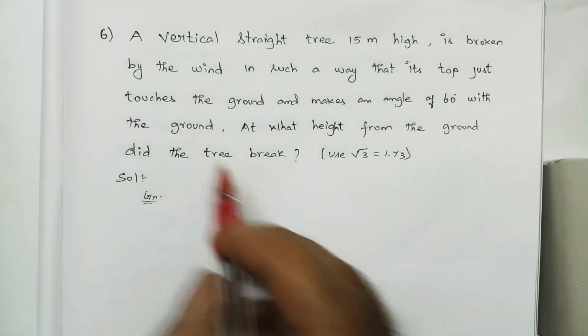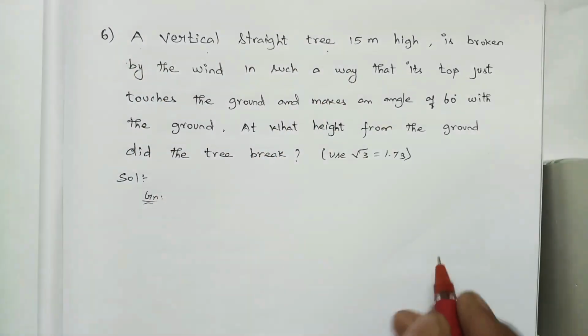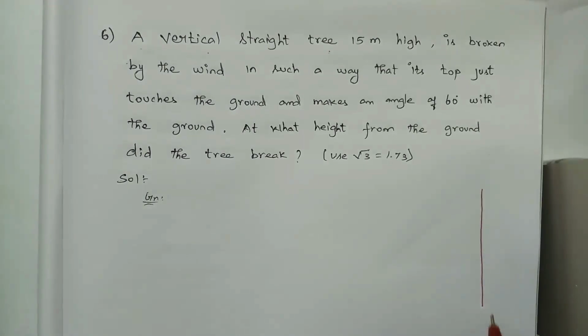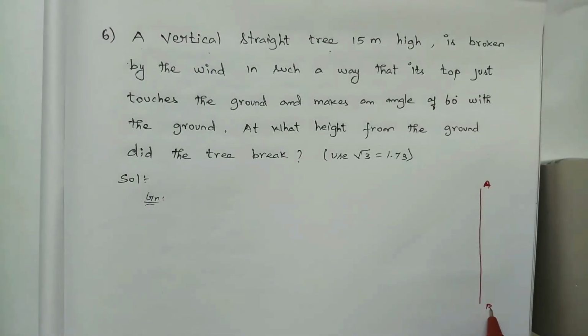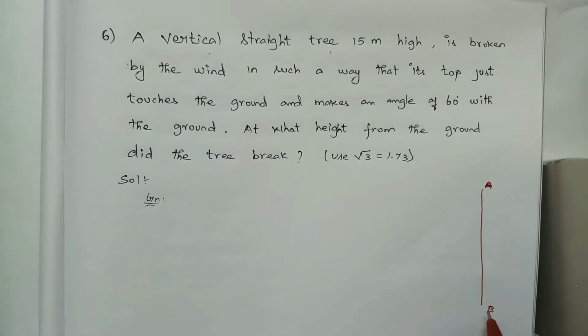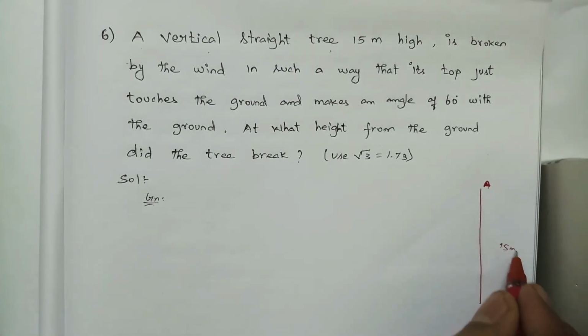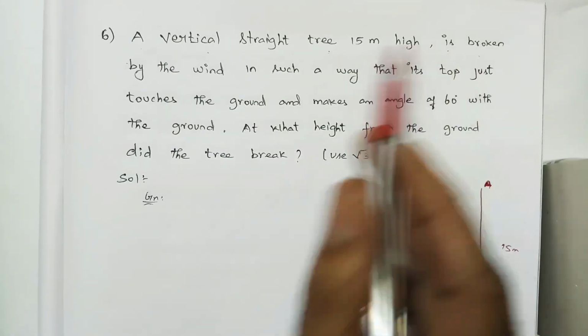So number 6, a vertical straight tree 15 meter high. So A is nothing but the top of the tree and B is nothing but the foot of the tree, right? Foot of the tree. What is the height? It is nothing but 15 meter, right? A vertical straight tree 15 meter high is broken by the wind.